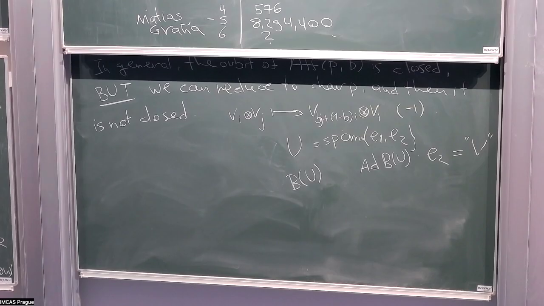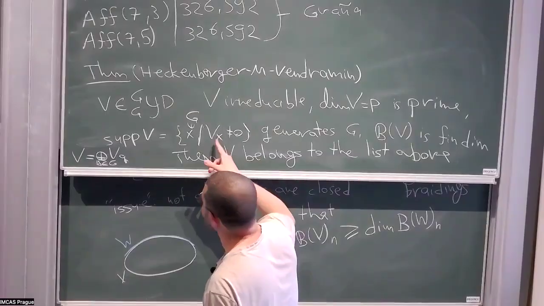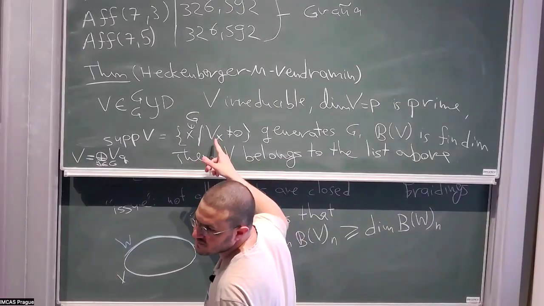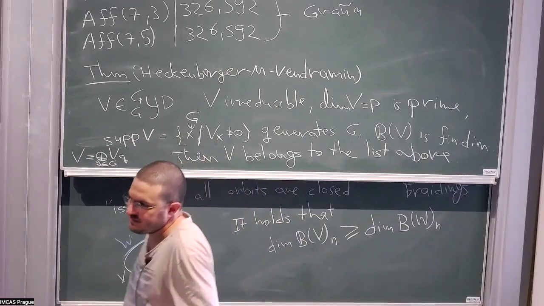Support generator, I just might want to understand. No, so support, okay, sorry. So I take here all the x's in G such that V sub x is not equal to 0. Because V is equal to the direct sum of V sub x, x in G. But of course, some of them will be 0. So I only take those such that V sub x is not 0. Only the x's that actually appear in the direct sum decomposition, nontrivially. Okay.